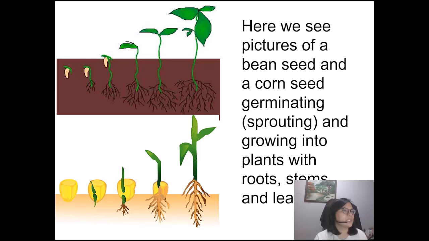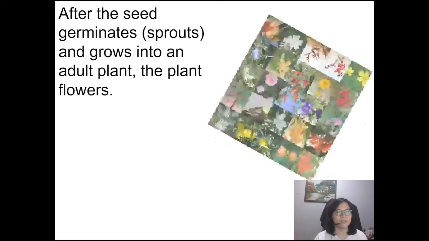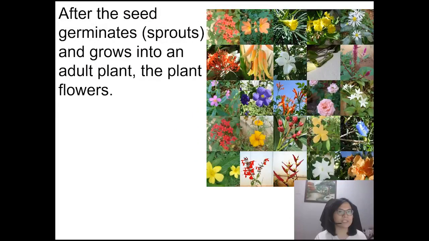So as you can see, first it's still a seed, and then the root starts to grow, and then it plants itself below the soil. It grows bigger until it is already a plant. Alright, and just to show you how it looks after the seed germinates and grows into an adult plant or a plant with flowers, this is how it actually looks in real life. So these are actual pictures of plants. As you can see, they're already adult plants.